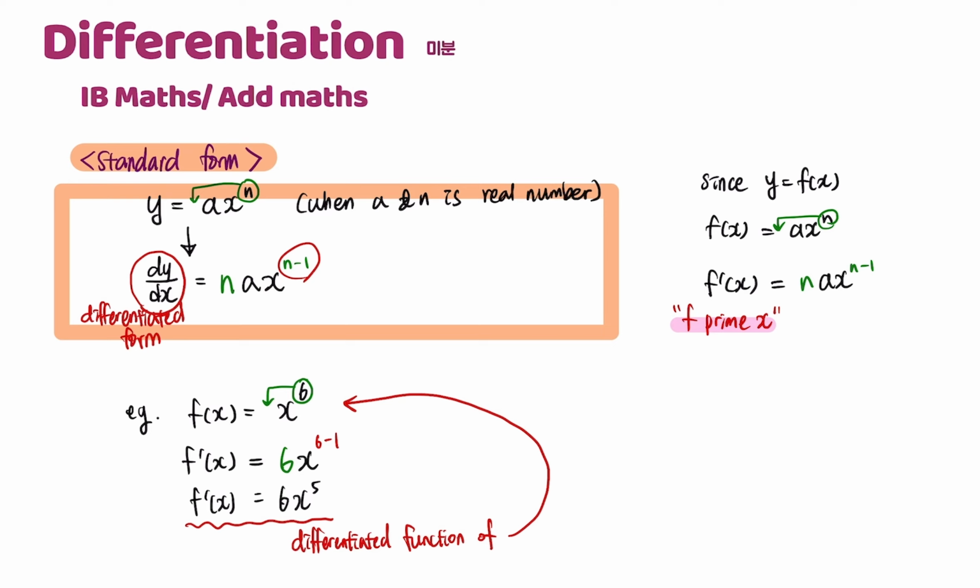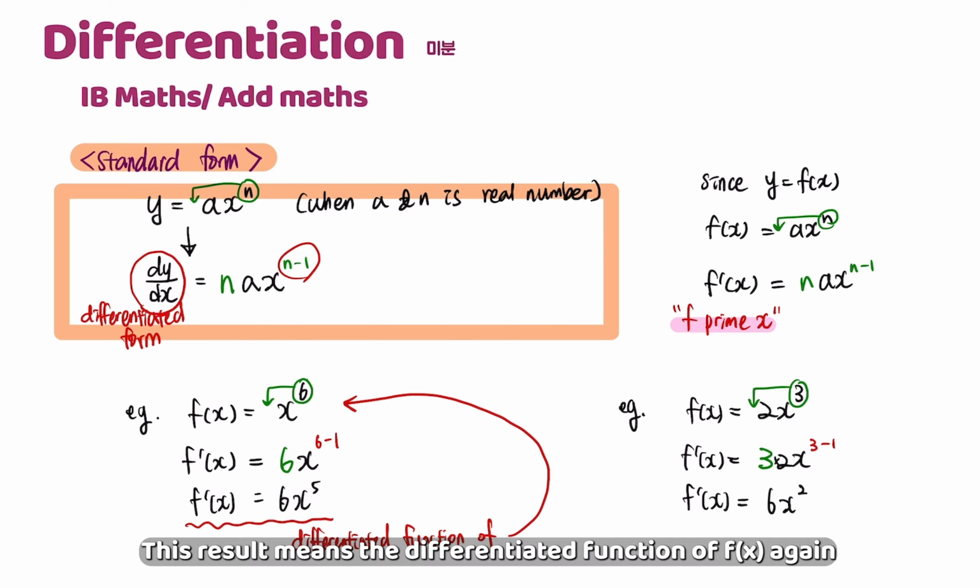The next example is when f(x) is equal to 2x to the power of 3, then f prime x is move down 3 first, then times by 2x to the power of 3 minus 1. Then the result is now 6x to the power of 2. This result means the differentiated function of f(x) again.